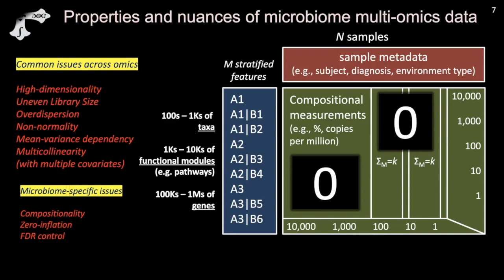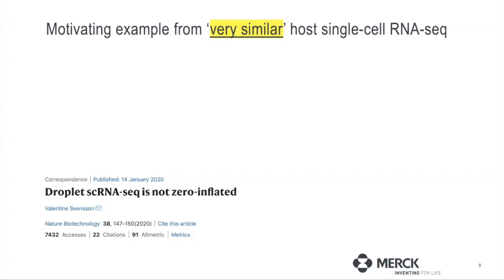And as a result of all these challenges, FDR control, which I'm going to talk about a lot today, is actually not guaranteed. In previous studies, FDR control was taken for granted, but later on, people found that FDR control can be a big issue if some of these challenges are not well taken care of during the analysis.